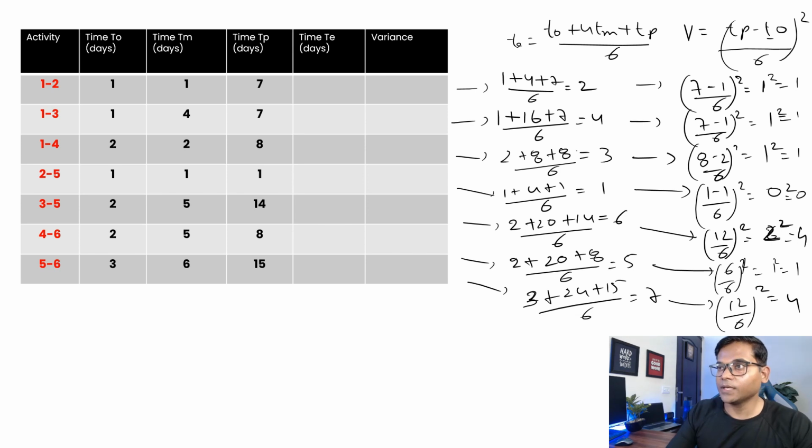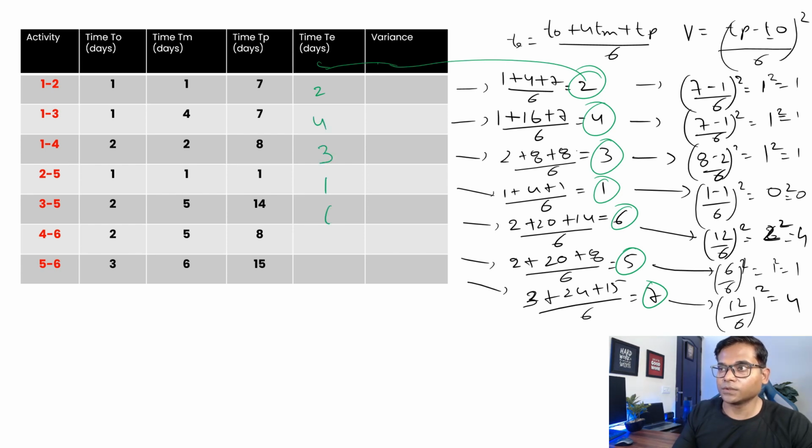So I have calculated this duration using the PERT formula. These are the estimated durations utilizing the PERT formula, and let's put them in this column. So for activity 1-2 it is 2, 1-3 is 4, then for 3 it is 1, 6, 5 and 7, right?